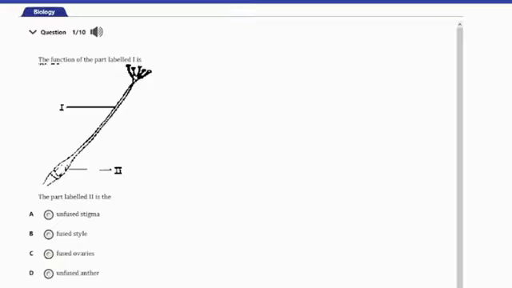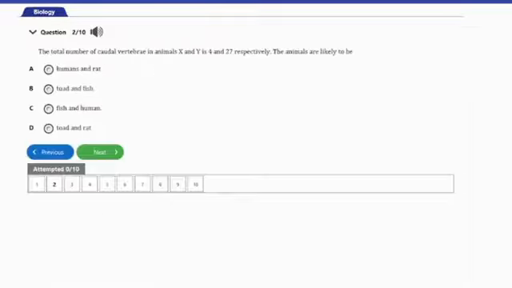It says the part labeled II is: A, unfused stigma, B, fused style, C, fused ovaries, D, unfused anther. So the part labeled II here is the fused ovary, and that's it for that question. Let's go ahead and consider the next question, question number 2.